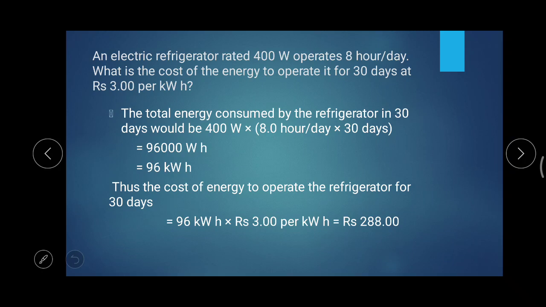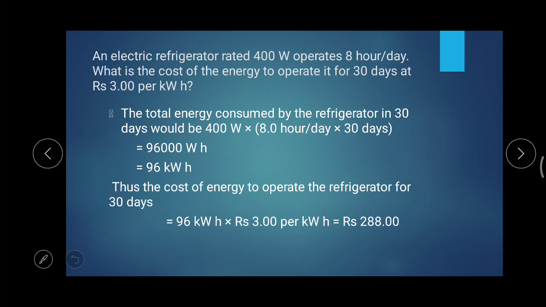If the rate of current is 3 rupees per kilowatt hour, we have to find out the total cost. So first of all we have to find out the total consumption of current. How much energy is consumed, that you have to find. For that, first of all you have to convert this watt into kilowatt. So 400 into 10 to the power minus 3. Or else, as in the solution in your text, you can find the value in watt hour and then convert it into kilowatt hour. You can follow that method also.